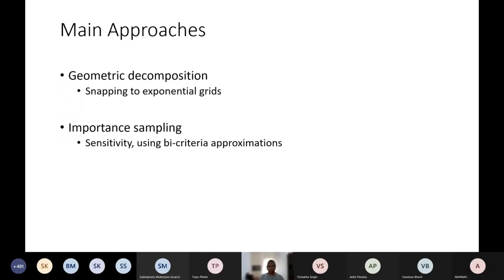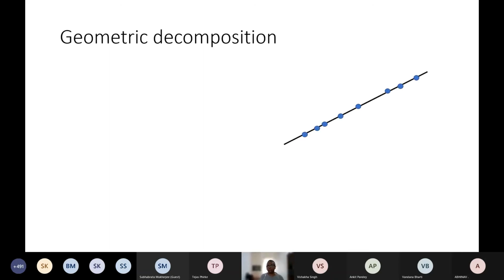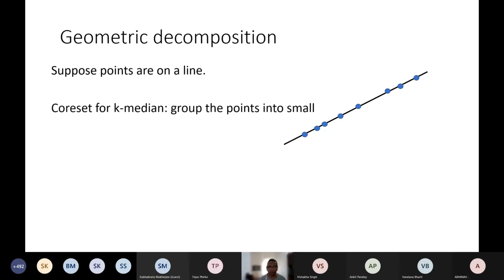So here are the main approaches that we'll see. First is geometric decomposition, and next will be importance sampling, as I mentioned. We won't go into the third one at all. So the first one, geometric decomposition. Let us deal with a very simple setup, because the entire point is to give you some intuitions so that you can follow up on your own. Suppose the points are on a line. They might be high dimension, but they all lie on a line.